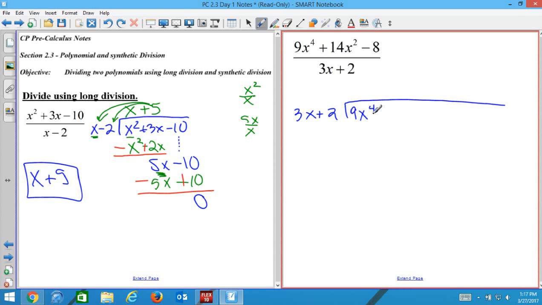You have to have every single descending power. So because I skipped it, we have to put in 0x cubed plus 14x squared plus 0x minus 8. So if there is a missing power in descending order, you've got to put it in. That just made this problem way longer.